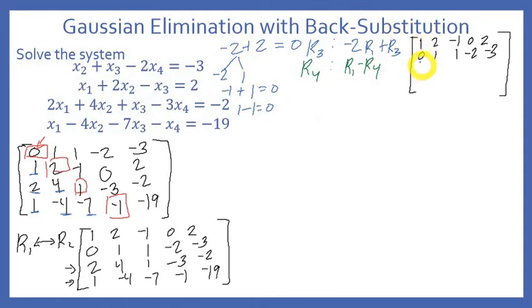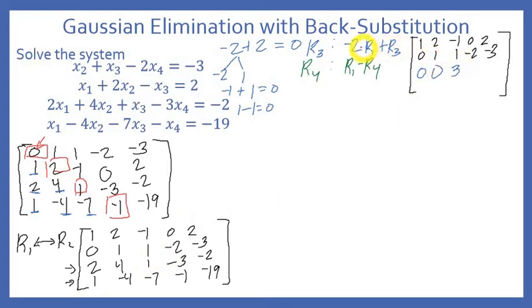So let's now have row 3. Negative 2 times 1 is negative 2 plus 2, that is 0, and the rest will follow. Negative 2 times 2 is negative 4 plus positive 4, that is 0. Negative 2 times negative 1 is positive 2 plus 1, that is 3.